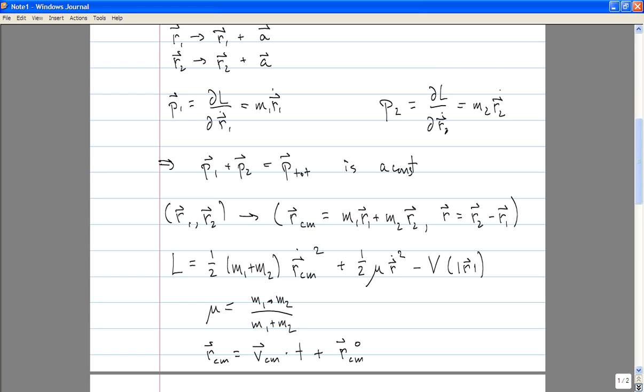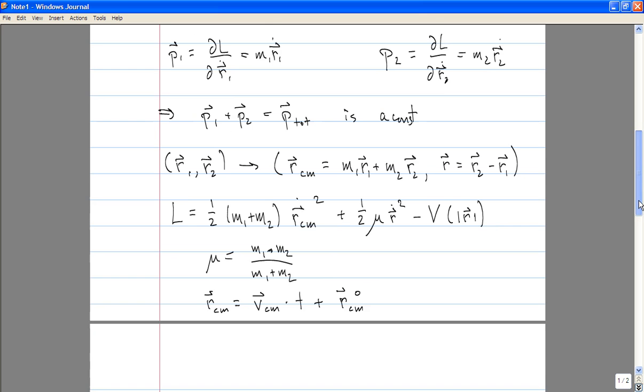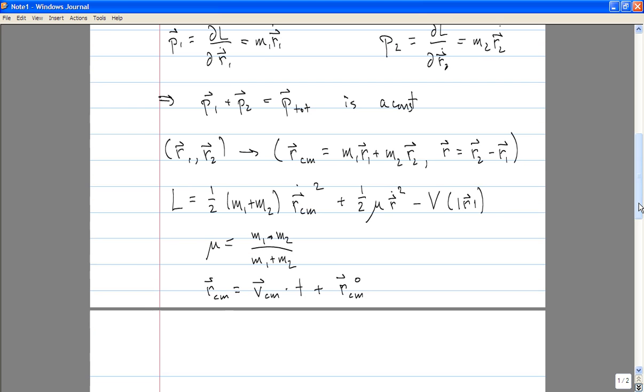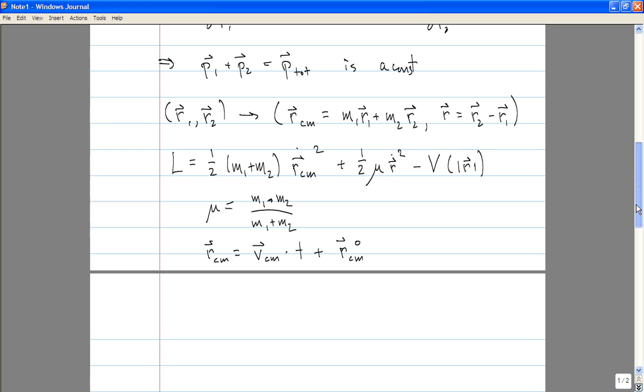And we are left with, so we can just, if we like, forget about the center of mass motion. That's just some free particle. And we are left with a system with 3 degrees of freedom, described by the Lagrangian 1/2 mu r dot squared minus V of r. So this was an example of the use of Noether's theorem to reduce the number of degrees of freedom from 6 down to 3. So we've solved for 3 of the degrees of freedom, and we have 3 remaining.